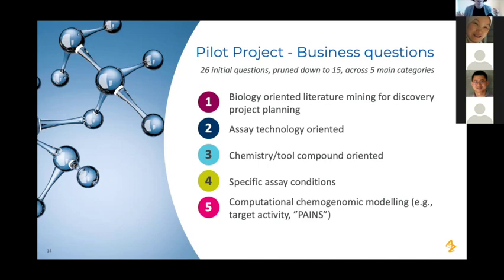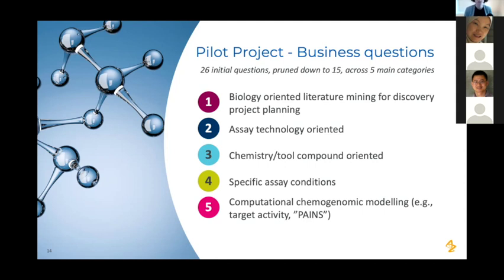Or they looked at assay technology oriented questions like, have artifact assays for ADP-Glo kits been set up in the public domain, and what are the differences between those setups? They looked at chemistry and tool compound questions. So I need tool compounds for my assay, and so I need to find published results where X is measured, and I need to know the protocols behind them. They looked at specific assay conditions, like give me in vivo clearance data that was run in canines. And they looked at a computational aspect too. So I want to build a training data set for a virtual screening target for X.